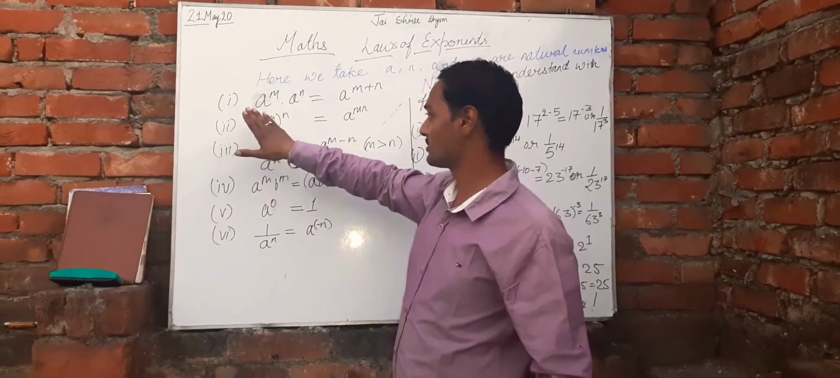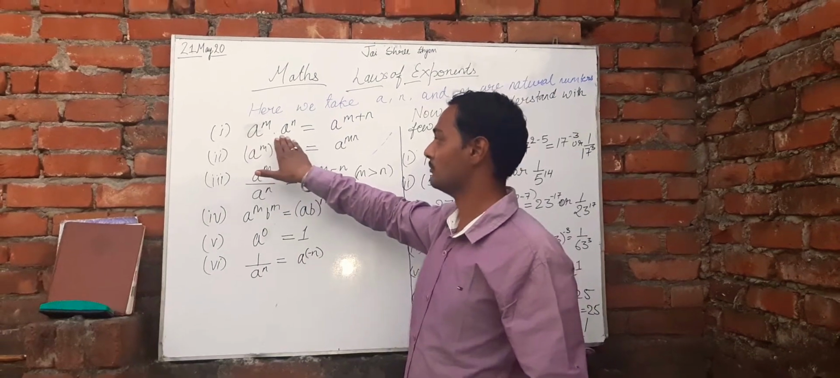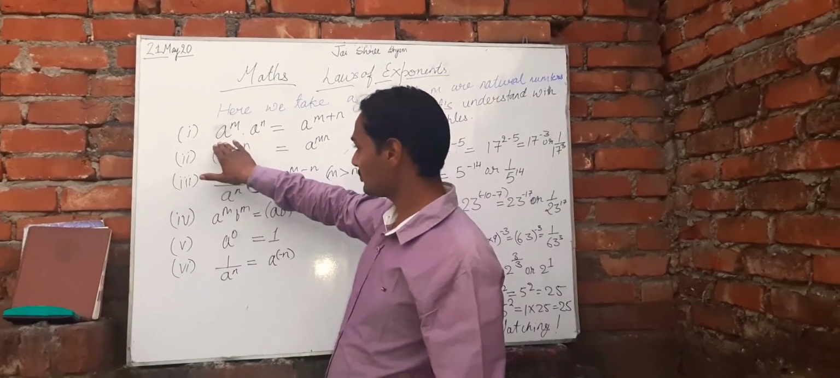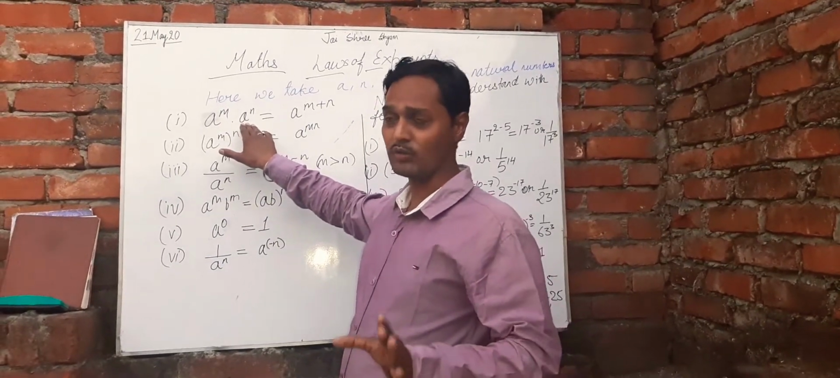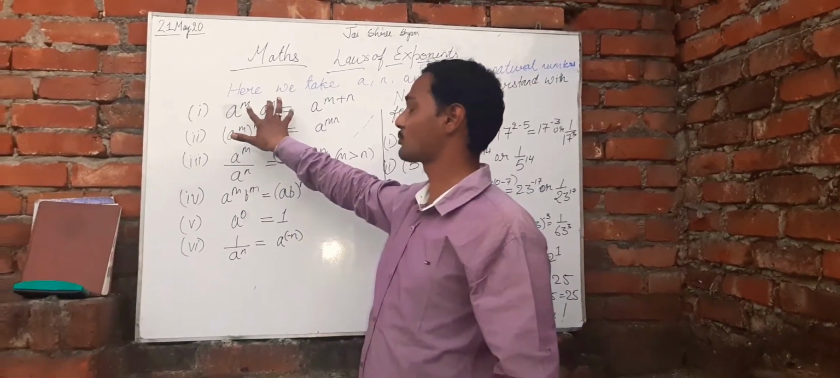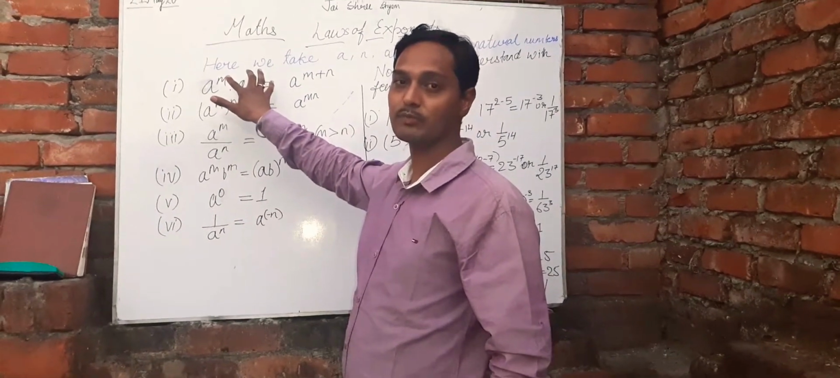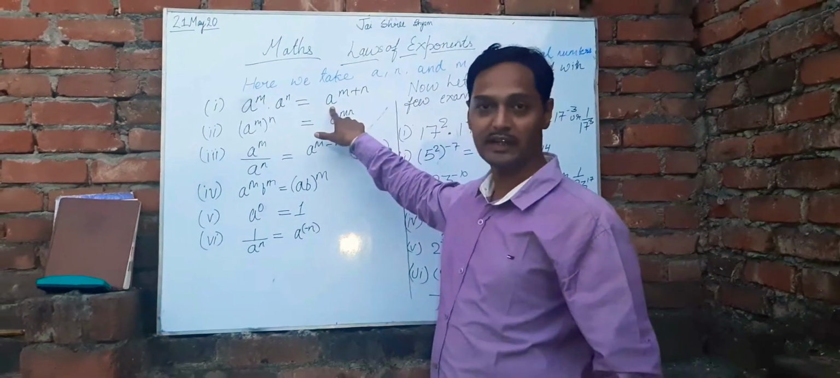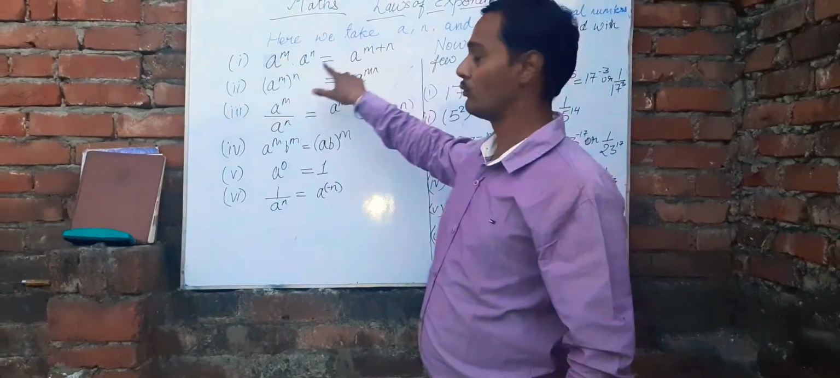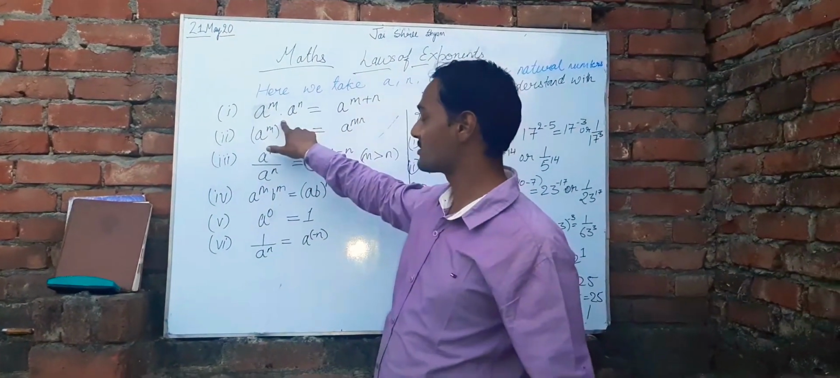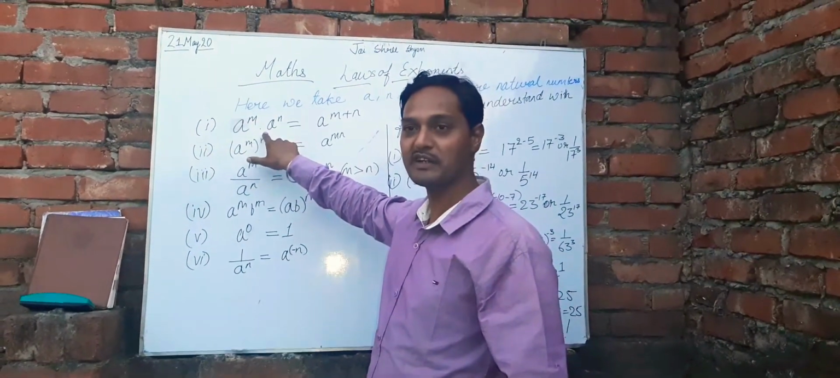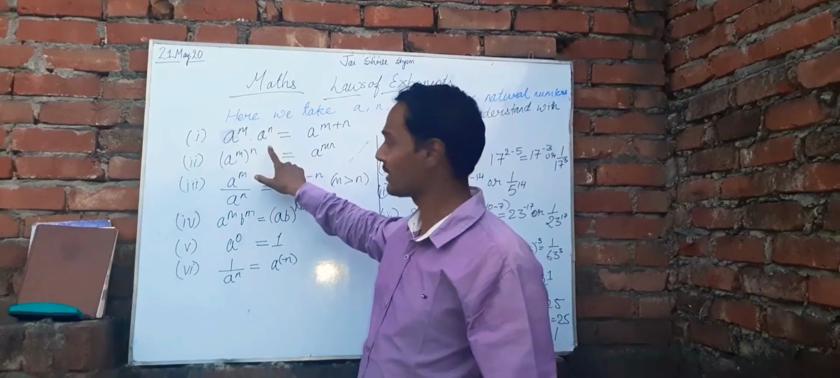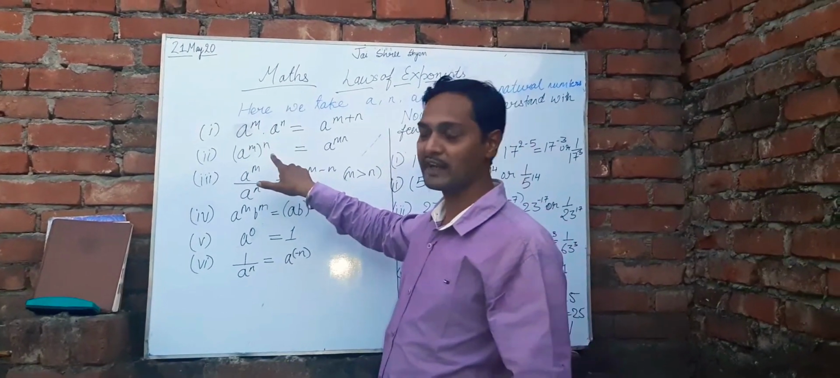First of all, suppose when the bases are the same, so my dear friends, please note down that these are the bases and these are the exponents, and we can also call them power. When the bases are the same, we will put a to the power m plus n. Why m plus n? Because here is a point, and this point indicates multiplication. Clear? Okay.